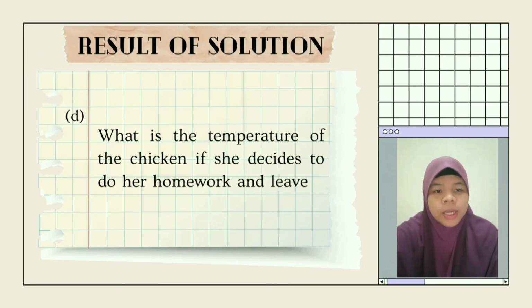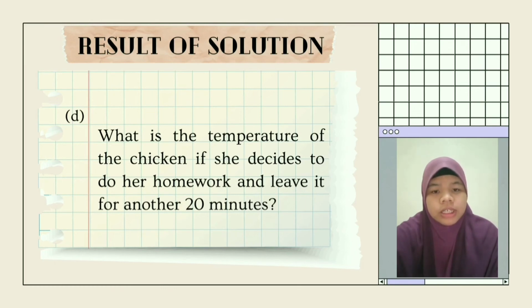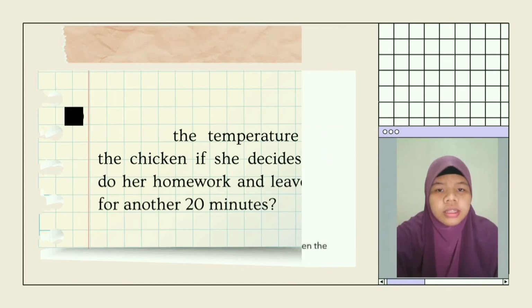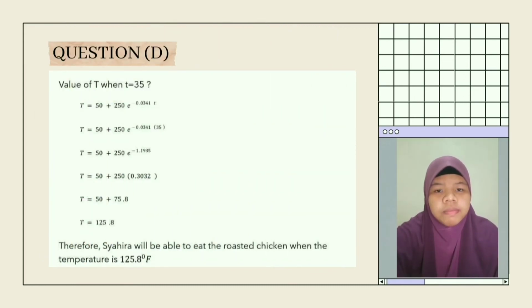Next, question D. What is the temperature of the chicken if she decided to do her homework and leave it for another 20 minutes? Time equals 20 plus 15 equals 35. The value of 15 we get from the question.